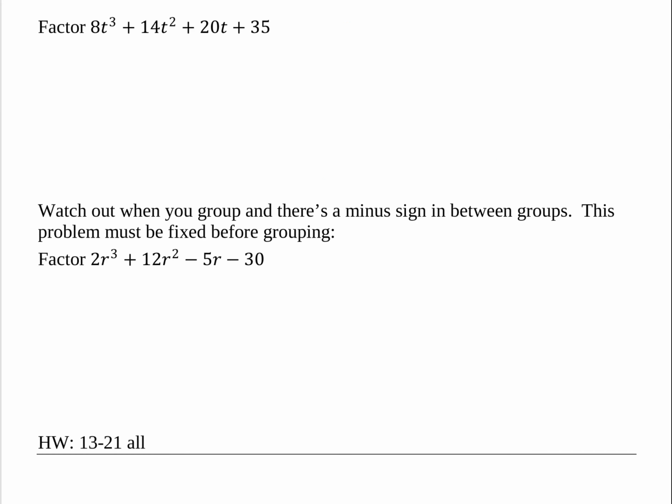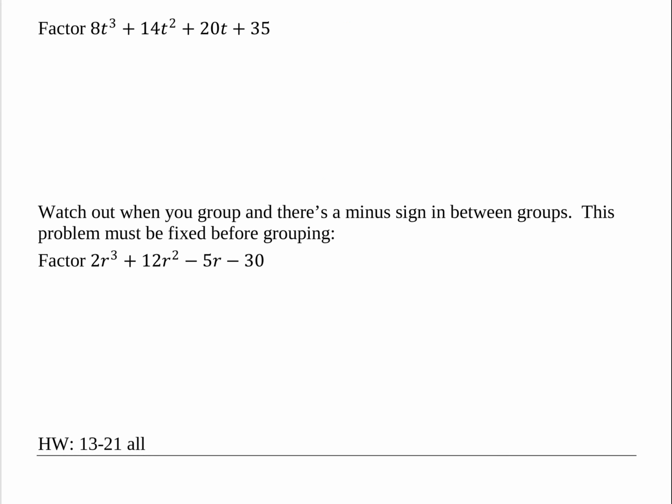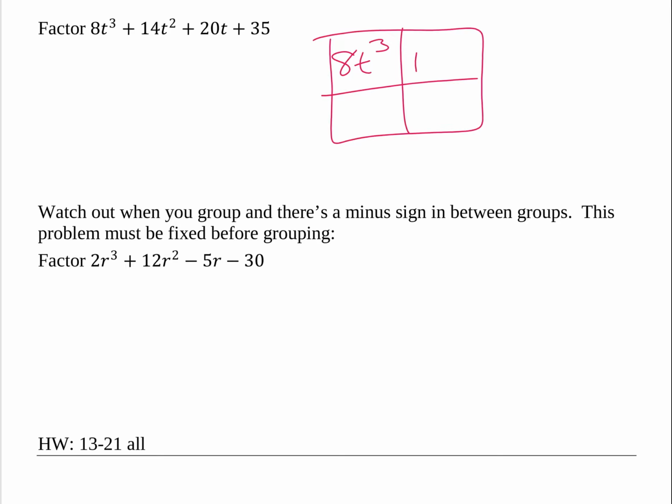So, next one, I want to factor this. What do I do? GCF? Is there a GCF here other than 1? No. Nope. So we're going to go straight to the box because we have 4 terms. What's in the first box? 8t to the 3rd. And then the next? 14t squared. Next? 20t. And finally, the 35.